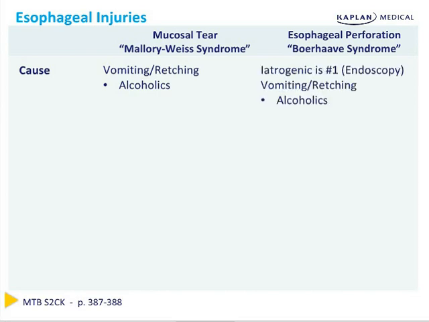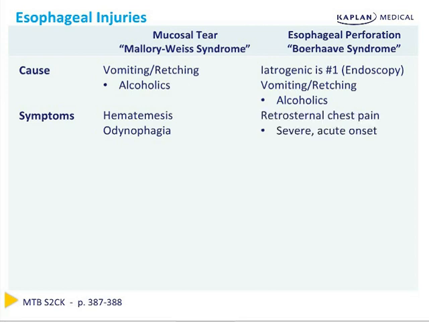While vomiting is also a major risk factor for esophageal perforation, the number one cause is actually complications from upper endoscopy, in which a scope penetrates the esophageal wall. The classic symptoms of a Mallory-Weiss tear are bloody vomit due to tearing of the superficial vessels in the esophagus, as well as pain with swallowing. Hematemesis may occur in rare cases of Boerhaave syndrome, but is not classically present.